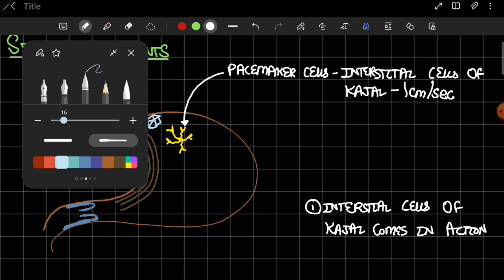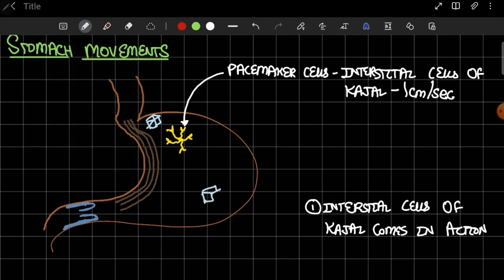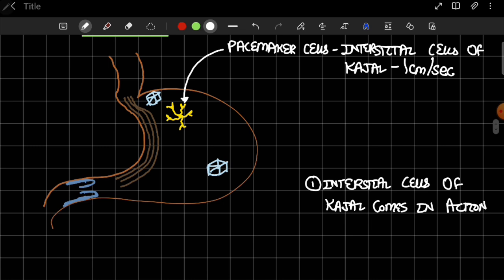Now, since our paneer has reached the location of the antrum of the stomach, now rapid movements occur. The rapid movement is from the antrum to the pylorus. From the antrum to the pylorus, a rapid movement occurs, and the speed of the food increases. The speed was 1 centimeter per second by the interstitial cells of Kajal, but it comes to be 4 centimeter per second in the antral region.